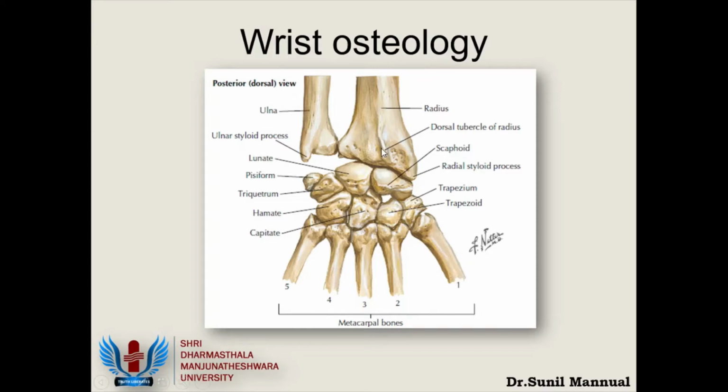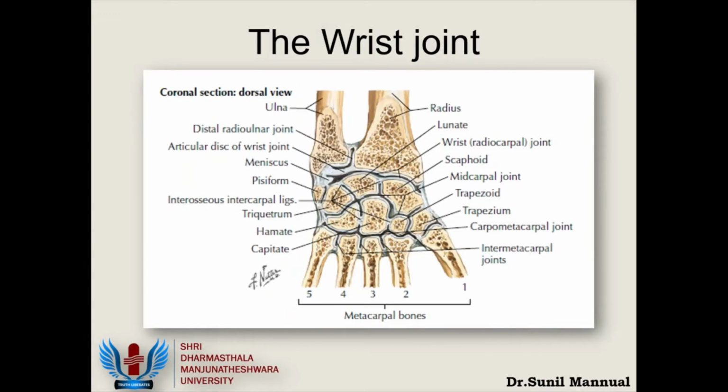Okay, so this is the cut section of the wrist joint, and this is what I actually tried to emphasize to you, that the whole thing forms a single joint. That is the radiocarpal articulation, and this is the articular plate that I told you. That is the articular disc. It's a cartilaginous disc with which the distal ulna is articulating.